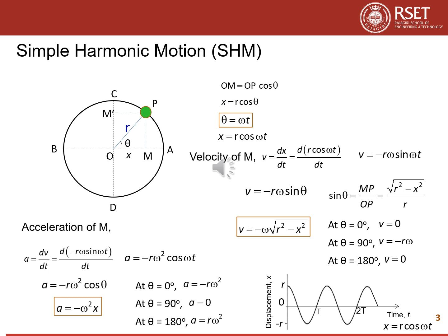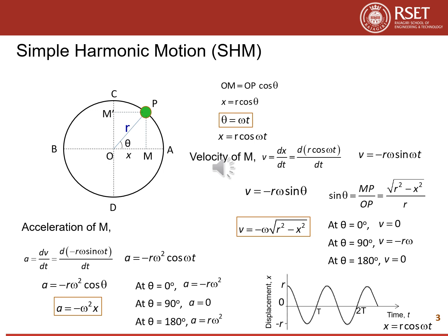So we will be getting acceleration is equal to minus r omega square cos theta. At theta is equal to 90 degrees, cos 90 will be equal to 0. So acceleration is 0. At theta is equal to 180 degrees, cos 180 is equal to minus 1. That is a is equal to r omega square. So we can get that acceleration is maximum when theta is equal to 0 or at 180 degrees. That is, acceleration will be maximum when the point M is at the extreme position. So your velocity is maximum at the mean position and acceleration is maximum at the extreme position.